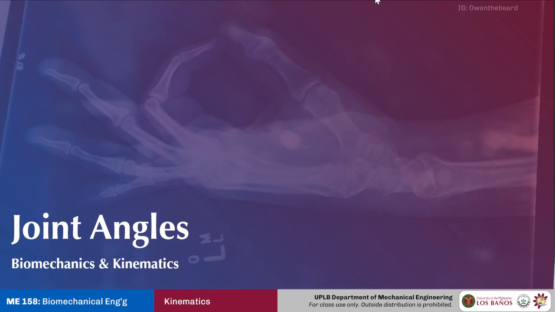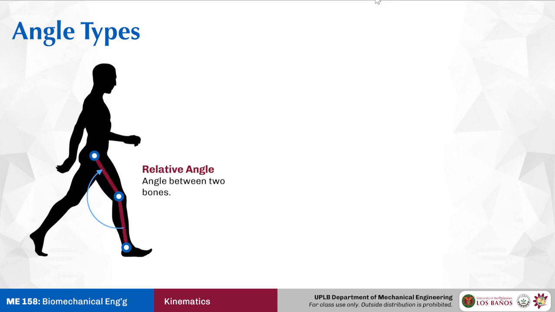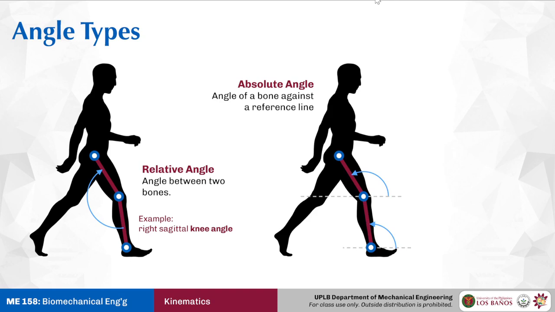Next, we have joint angles. This is gonna be quick. Joint angles can be separated into relative measurements and absolute measurements. When you measure angles relatively, you're measuring the angle between the bones themselves. Take for example the knee angle. Typically, when you say knee angle, it's the angle between your femur and your shin. Other types of angles are instead defined relative to a reference line.